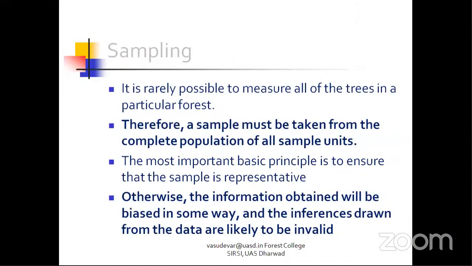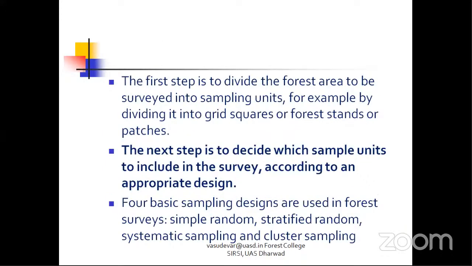So, as we all know, it is almost impossible to measure every tree. Therefore, we need to take samples. The basic principle of taking a sample is to make sure that it's a complete representative of the population. Otherwise, the information obtained will be biased in some way, and then inferences drawn from the data are likely to be invalid. So, taking a right sample, hence having a right sampling approach, is an important issue.